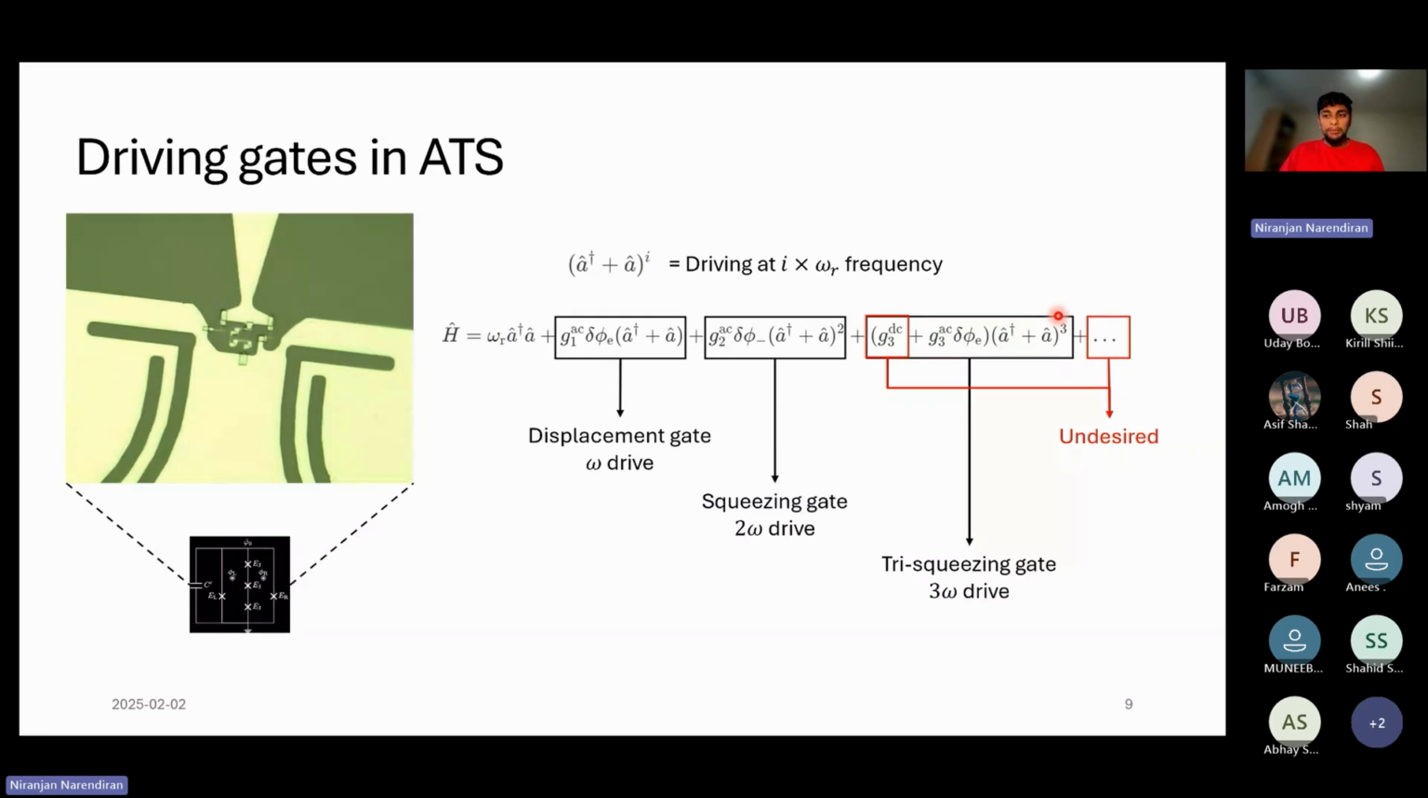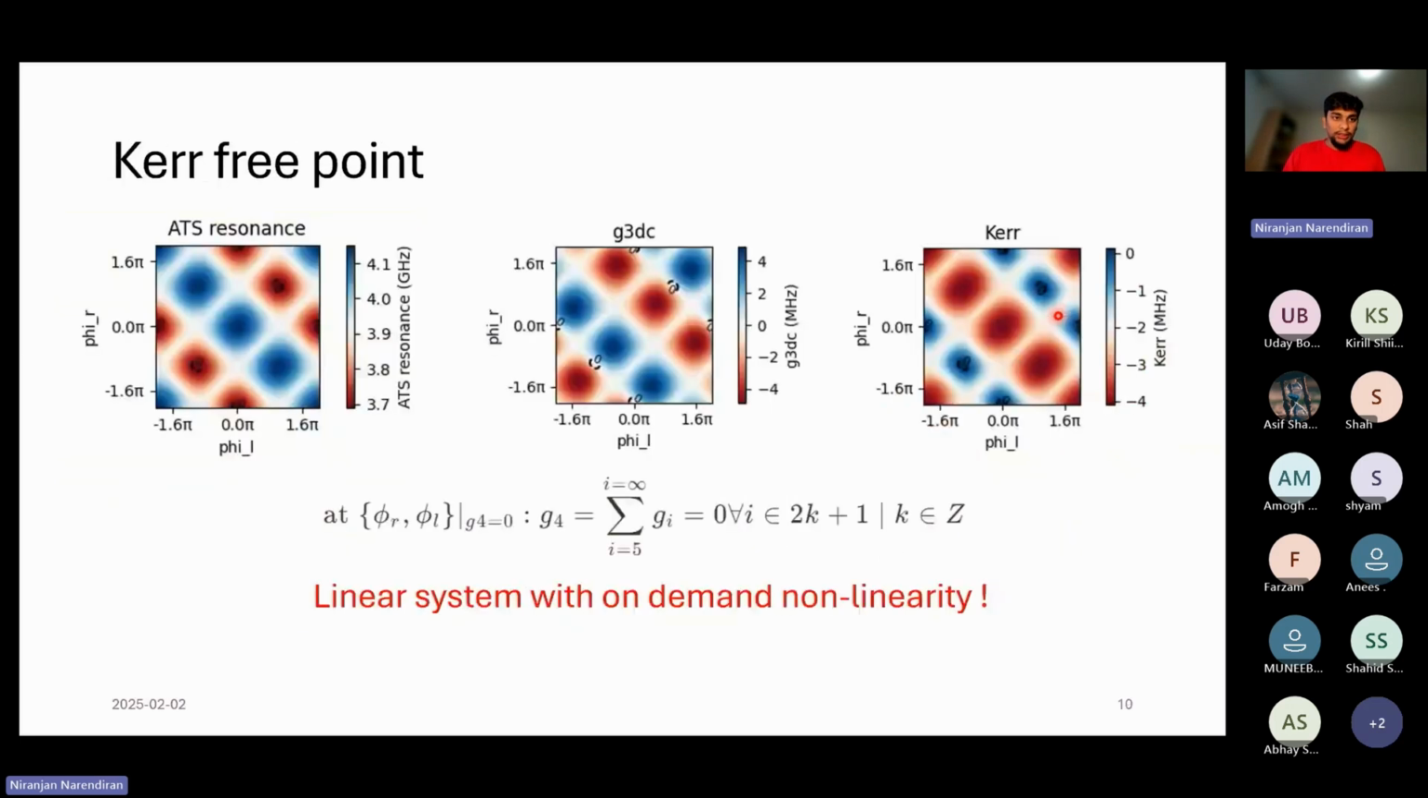Not only that, if we expand this Hamiltonian, this keeps on going: g4 is there, g5 is there, and so on. So there are g4 DC terms, g5 DC terms, g6 DC terms, and all this together could make our ATS look very nonlinear. But we want a linear cavity. So what we can do is plot this in flux space, that is, we take phi L and phi R and plot them for different parameters like the ATS resonance frequency, what our g3 is, and what the Kerr is. Kerr is basically g4, and so on.